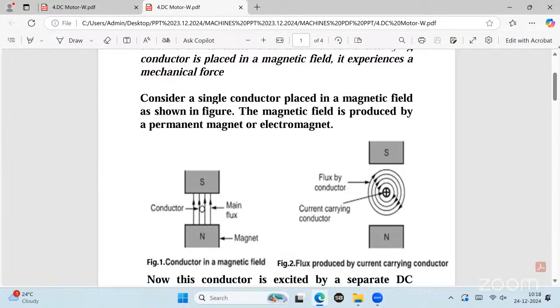Whenever a conductor carries a current and is placed in a magnetic field, then the conductor will experience a force. An automatic force is created on the conductor, and the conductor will rotate. Finish. This is called the statement. Our target is reached.